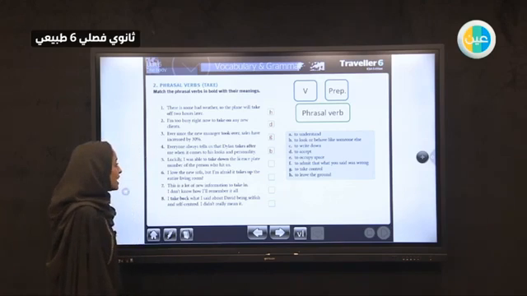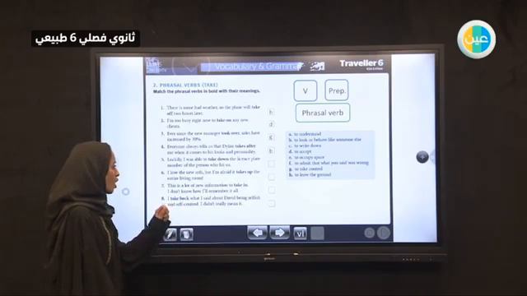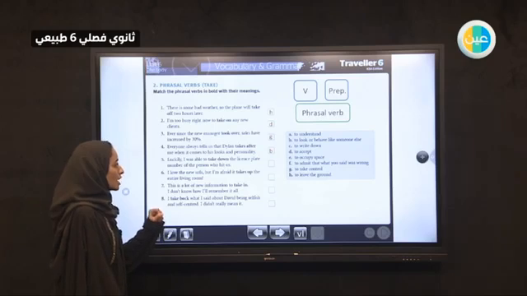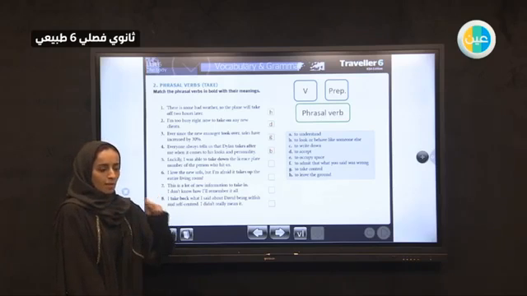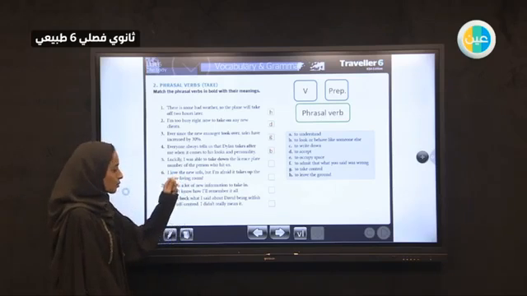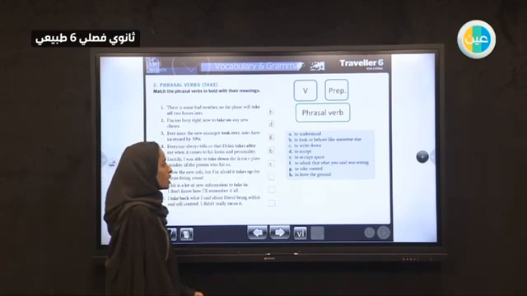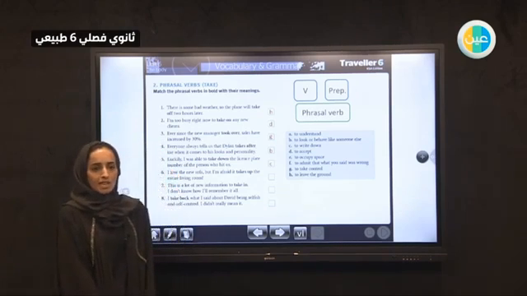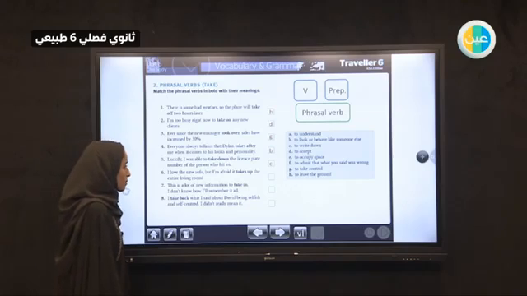Number 5, luckily I was able to take down the license plate number of the person who hit us. So he hit them and he took it down. What is taken down? To take down is to write down. I will take it down or I will write it down.